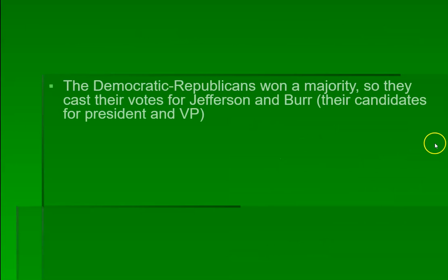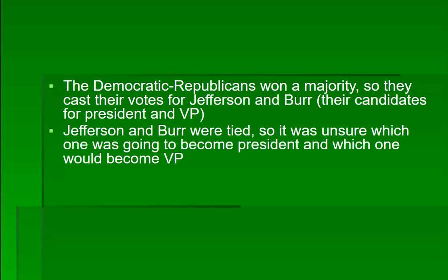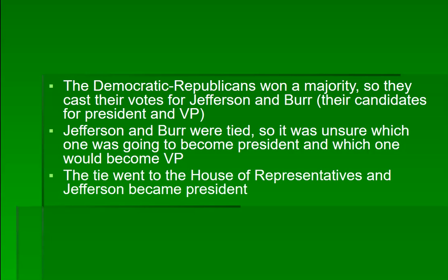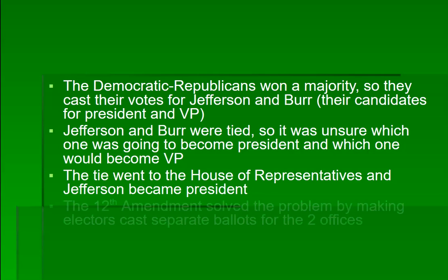Now, the Democratic Republicans won a majority, so they cast their votes in the Electoral College for Jefferson and Burr, their candidates for president and vice president. They didn't want Thomas Jefferson to be president and John Adams to be vice president. They wanted to have both the presidency and the vice presidency. So when they cast their votes, Jefferson and Burr were tied. So it was unsure which one was going to become president and which one was going to become vice president. The tie went to the House of Representatives, and Thomas Jefferson became the President of the United States.